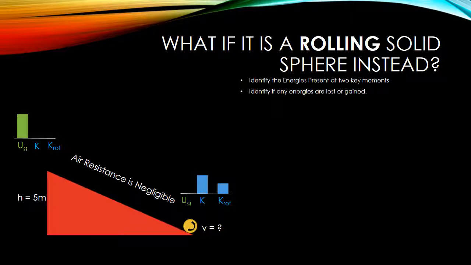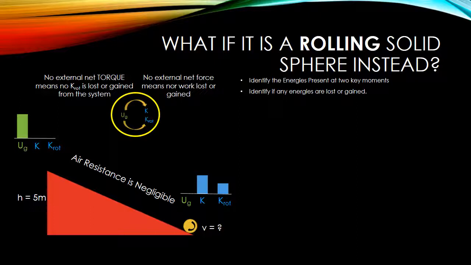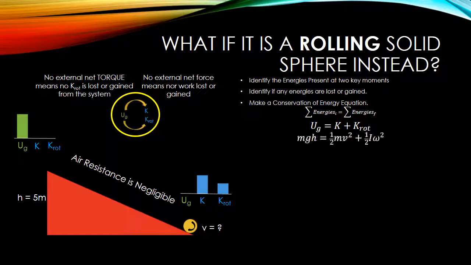Now next we still want to see if there's energy lost or gained, so we're going to do the same thing. Again, energy is conserved, but we can know that because there are no net external forces causing a change in energies, but also we know there are no losses or additions to rotational kinetic energy because there is no net torque. That's how we tell if rotational kinetic energy is conserved or not. Then we're still going to make our equations. Total energies before equals total energies afterwards, but it looks slightly different. We now have gravitational energy in the beginning equaling both translational kinetic and rotational kinetic at the end.